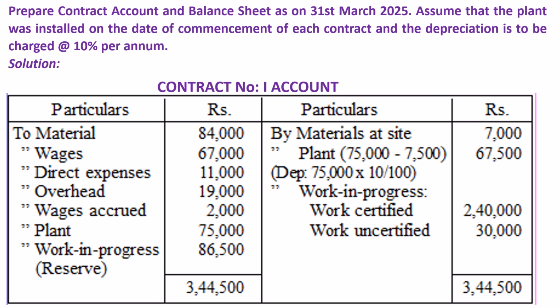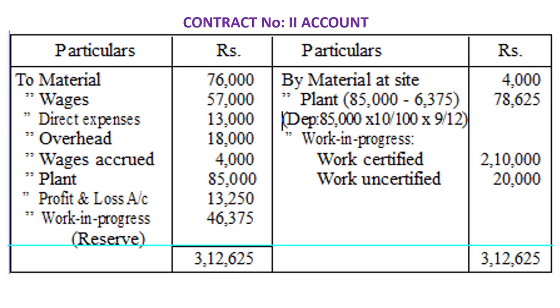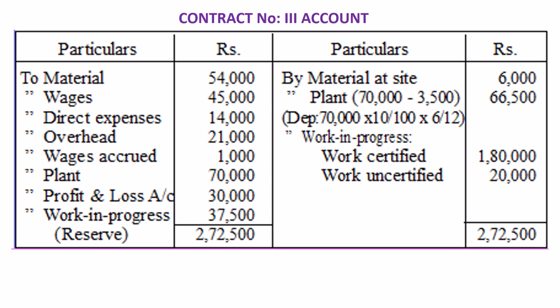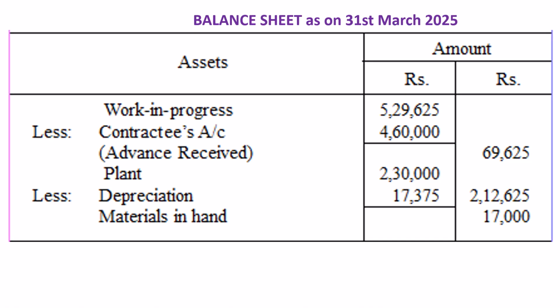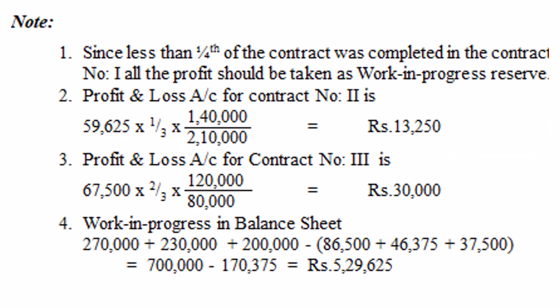Solution. Contract number 1 account is presented here. Contract number 2 account is presented here. Contract number 3 account is presented here. Balance sheet as on the 31st of March 2025 is presented here. The important calculations are presented here.